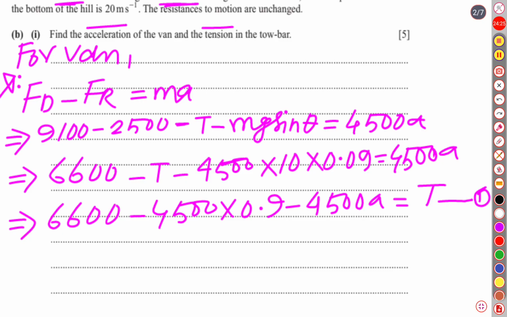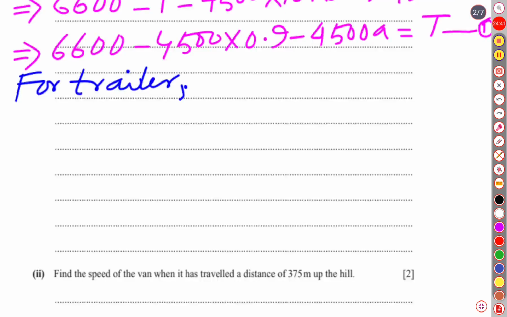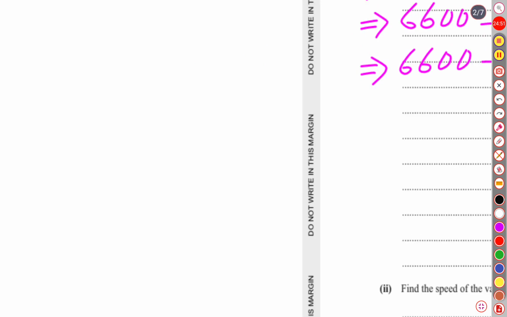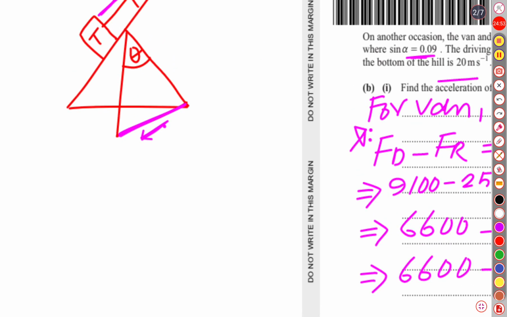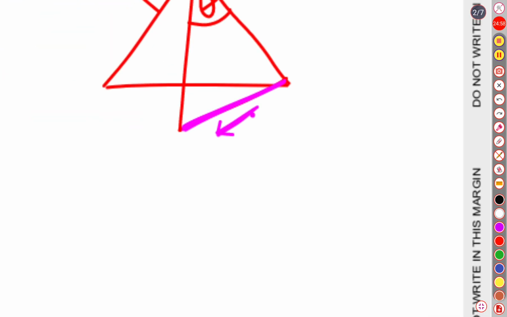Now we will calculate for the trailer. For the trailer, we are going to apply the same concept. Let me see whether I can write it downward or not. Space is not sufficient, so don't start writing over here. We will write just on the left side. Yes, here we can start for the trailer.